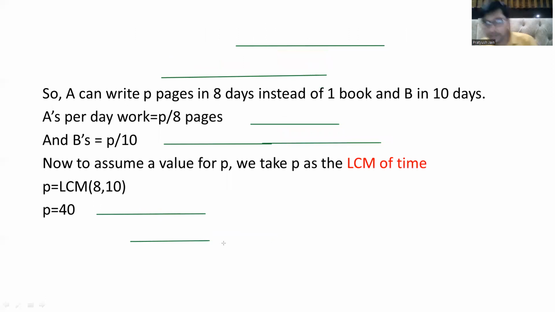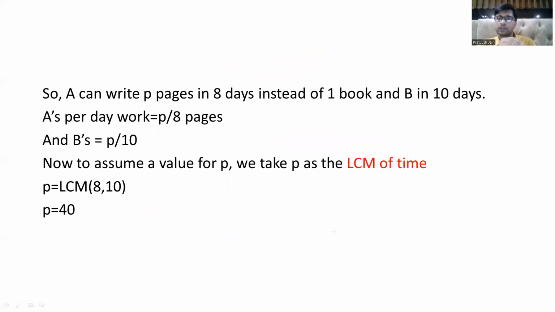Now, in my example, instead of saying one book, we say that A can write P pages in 8 days, and B can write P pages in 10 days. So A's per day work will now be P by 8 instead of 1 by 8. 1 by 8 was 1 by 8th part of a book. Now here it is P by 8 pages, right? Similarly for B, it will be equal to P by 10 pages instead of 1 by 10th part of a book, right?